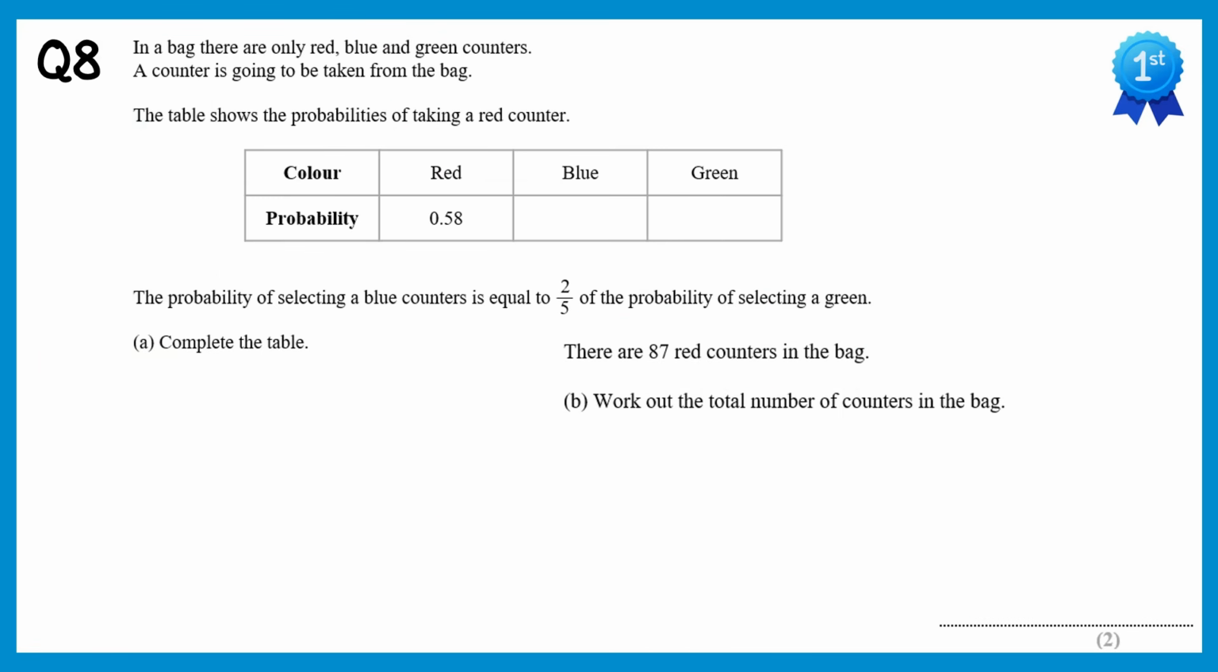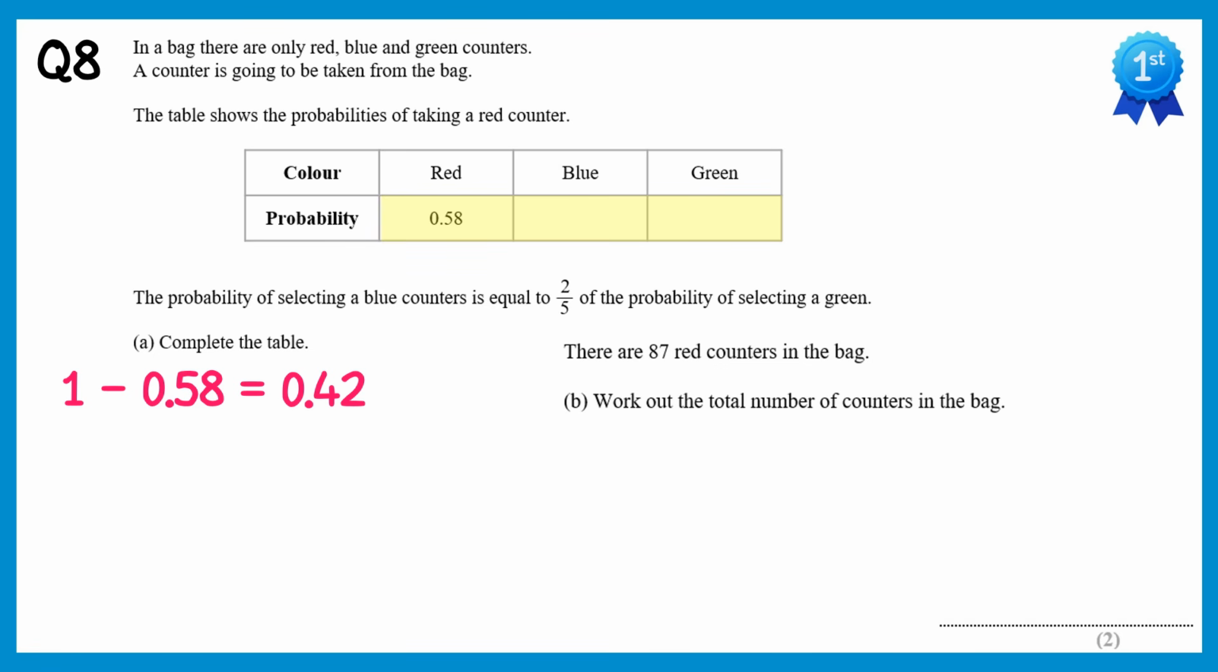For this question, we need to complete the table. You'll see all three of these probabilities here must add up to 1. So if we start with 1 take away 0.58, we get 0.42, which means the probability for blue and green needs to add up to 0.42.